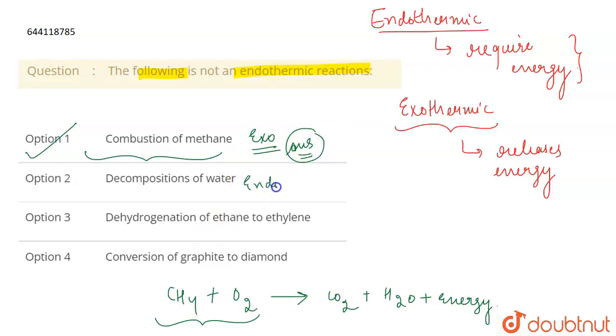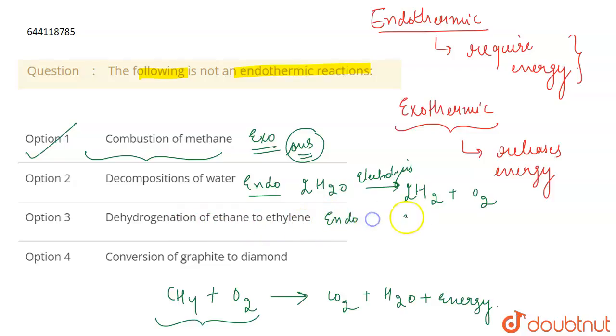Decomposition of water is an endothermic process. Here, electrolysis of water is done, and H2 and O2 are formed. You can balance this reaction: you will get 2H2O giving 2H2 and O2. Again, electricity is given to water. Therefore, this is endothermic.